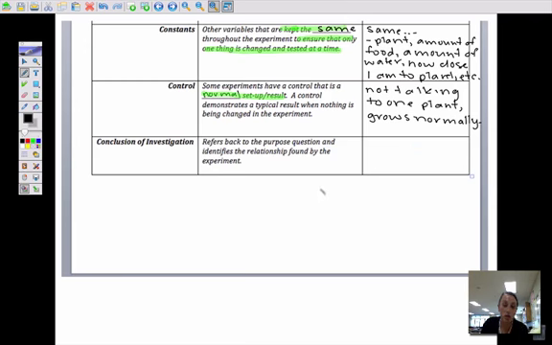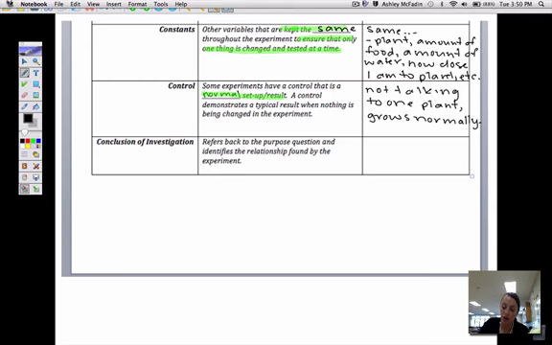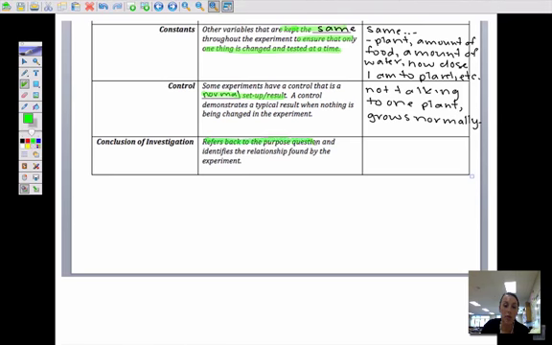When we have a conclusion for an investigation, we need to refer back to the purpose question and identify the relationship found by the experiment. So for example, say my plants grew higher when I talked to them. So I would say, when I talk to plants, the plants grew taller than normal.